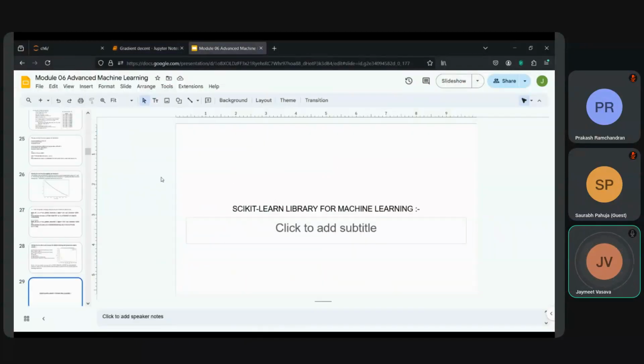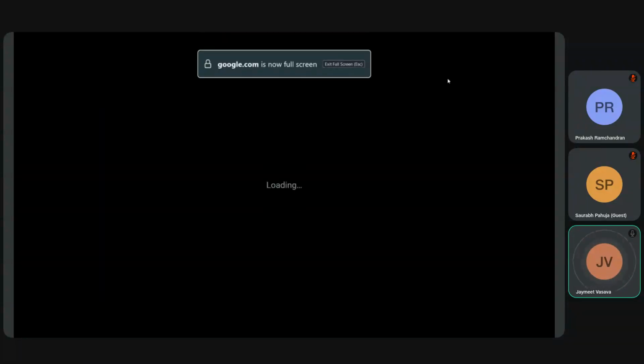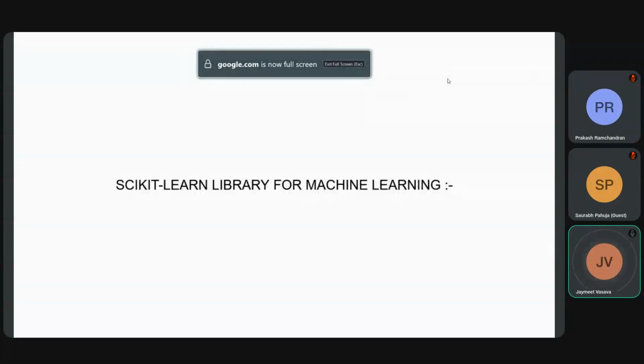Now, as you can see, till now we are using only numpy in order to build our linear regression model. Now we'll be using the scikit-learn library in order to build the regression model.